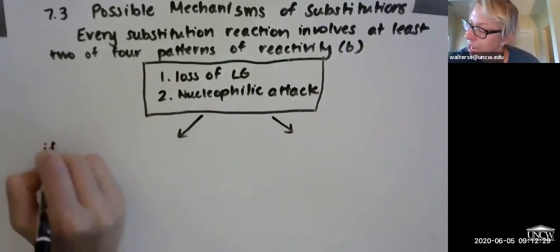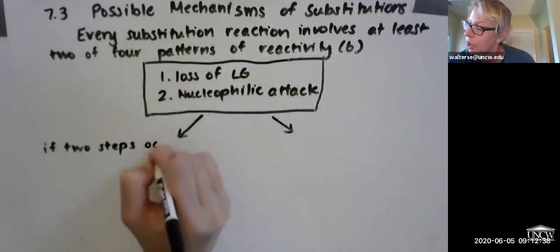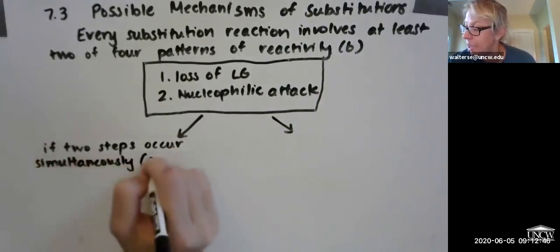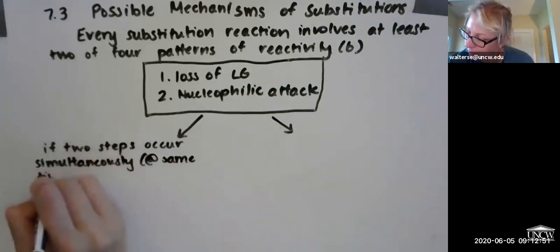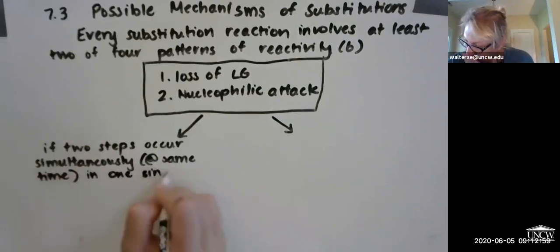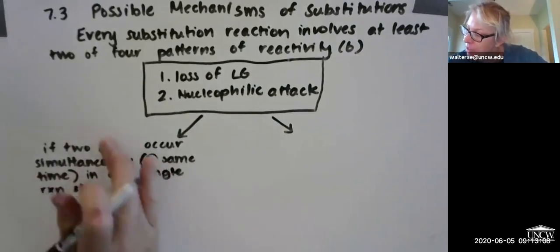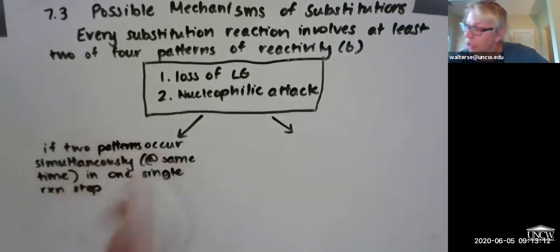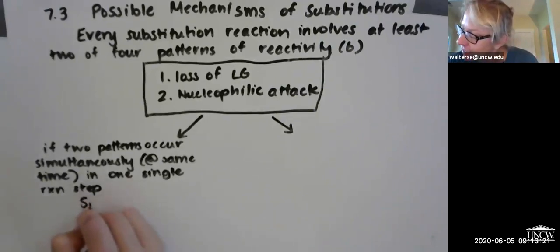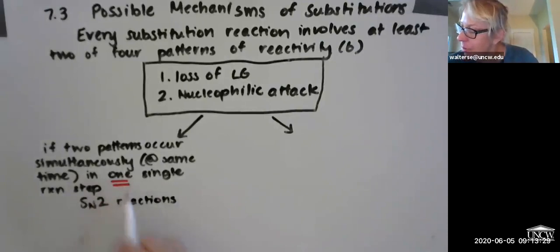All right. So if the two steps, and that's referring to these two in the box, occur simultaneously, so that's at the same time, in one single reaction step. So maybe we should say if the two patterns occur simultaneously. So you have a simultaneous nucleophilic attack as the leaving group is leaving. Those are called SN2 reactions. So one step, SN2.